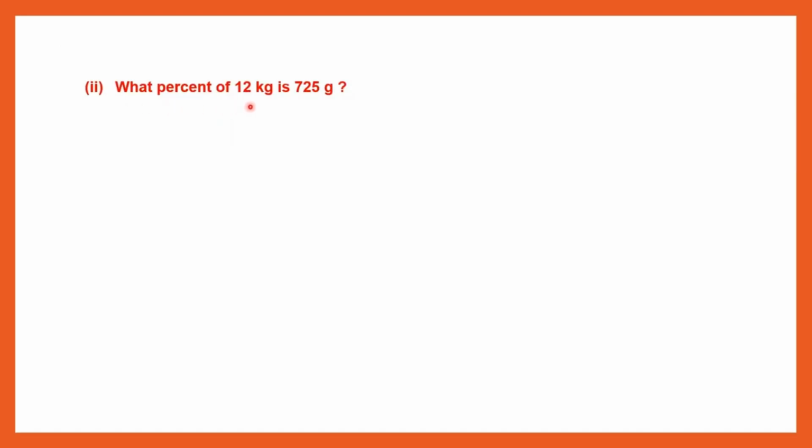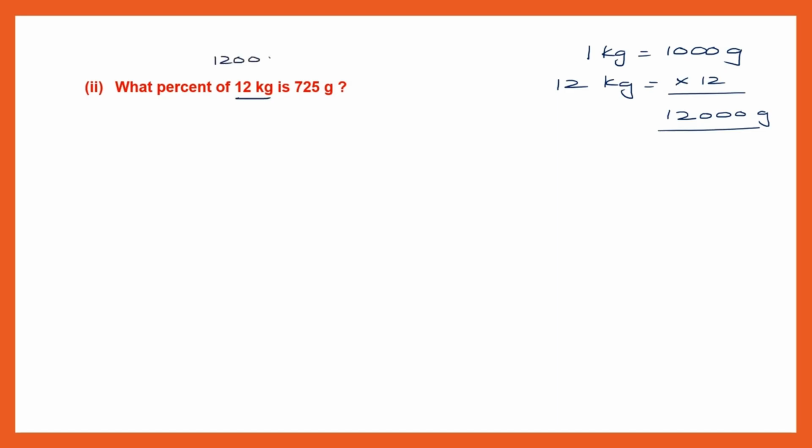Question 2. What percent of 12 kg is 725 grams? So this is kilograms, this is grams. Let's convert kilograms to grams. 1 kilogram has 1000 grams. So 12 kilograms will be 1000 into 12, that will be 12,000 grams. So here the question is what percent of 12 kilograms, which is 12,000 grams, is 725 grams. That means the smaller unit here is 725 grams.